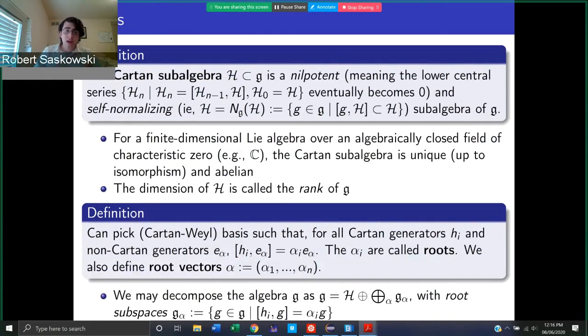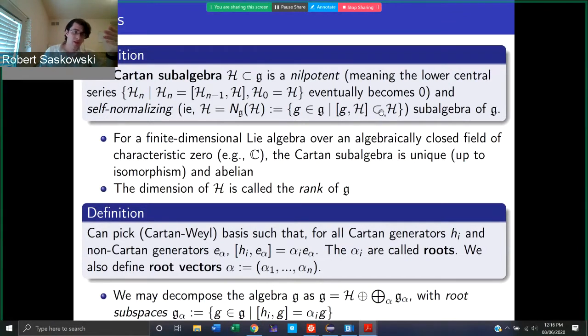Now, we can define something known as the Cartan subalgebra, which we'll call script H. And this is a nilpotent and self-normalizing subalgebra of the whole algebra. By nilpotent, we just mean that the lower central series eventually becomes zero, in the sense that for some n, H^n is zero, and everything beyond that is, of course, also zero. And self-normalizing just means that H is equal to its normalizer, which is, again, the set of all elements G such that the Lie bracket of G with H is contained in H.